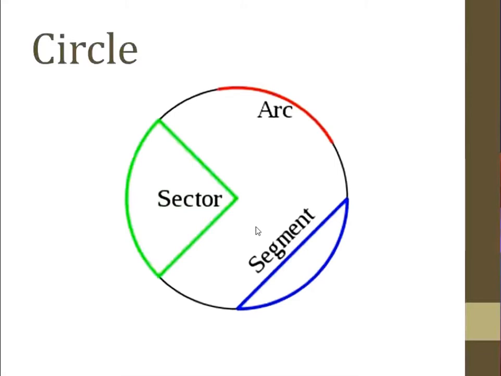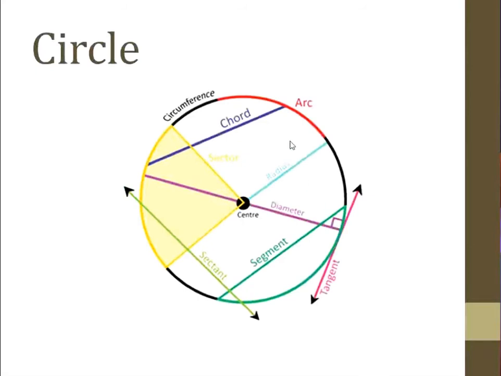This is it all on one page. We have the circumference of the circle, which is the distance right round the circle. We have the arc, which is a small portion of the circumference. We have a chord, which is a line that is drawn inside the circle with both ends touching the circumference.